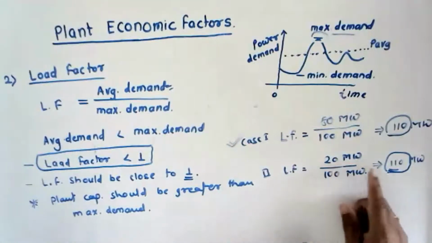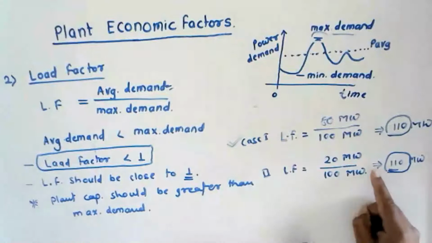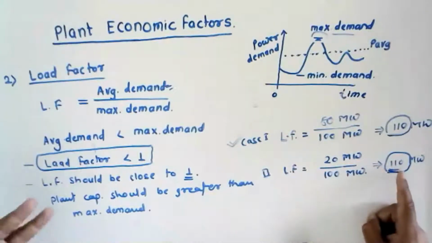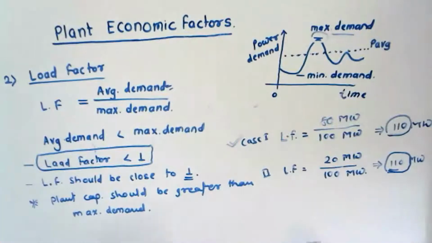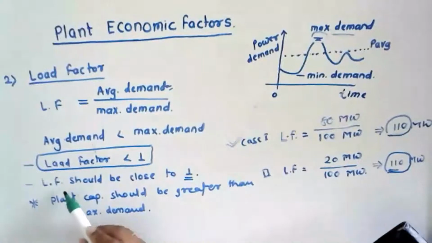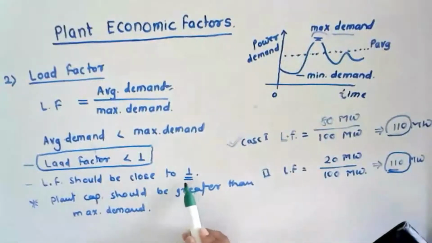Otherwise, 80 or 90 megawatt of power is going to be wasted in the second case. So that's why case 1 is very appropriate. And that's why it is said here that the load factor should be close to 1. Load factor should be close to unity.